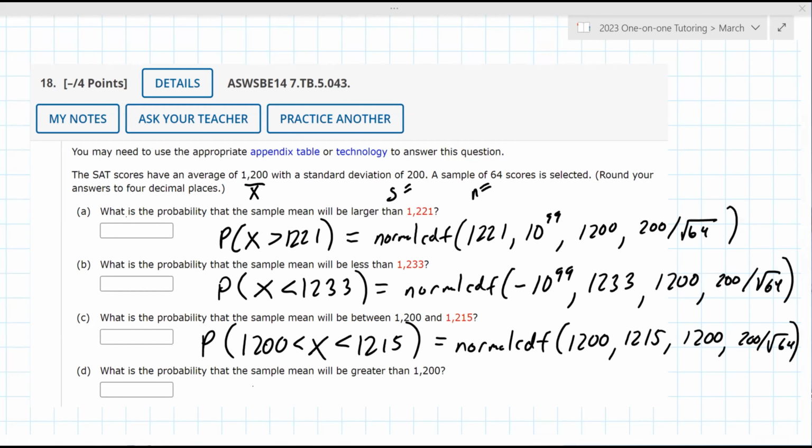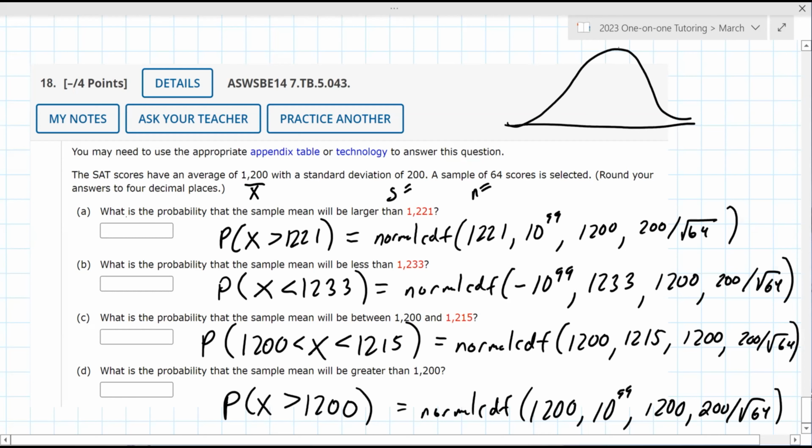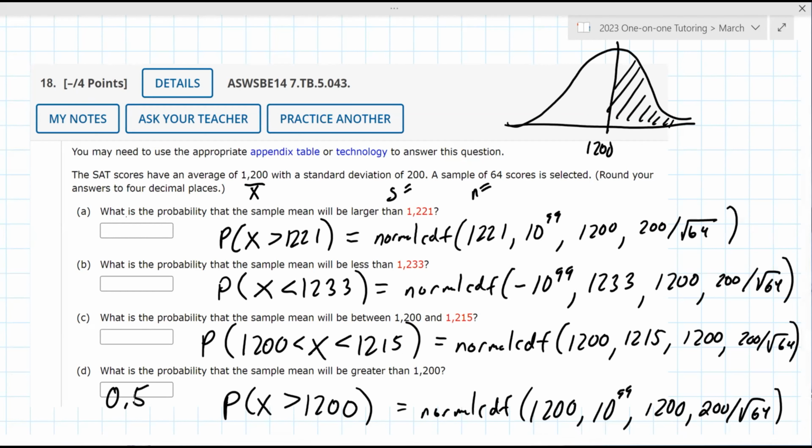The last one is the probability that X is greater than 1200. So again, it's yet another normal CDF. 1200 to 10 to the 99, 1200 comma 200 divided by square root of 64. Now this one's kind of interesting because the mean is 1200 and they want to know that it's greater than 1200. 1200 is the dividing point in the middle, so it's 50%, or 0.5. That's the answer for that one.